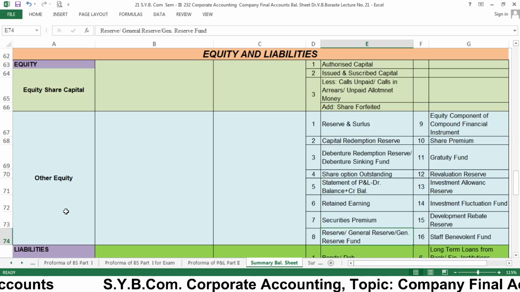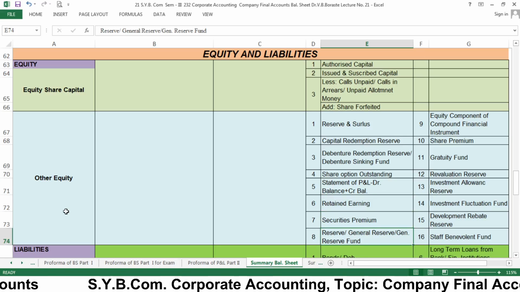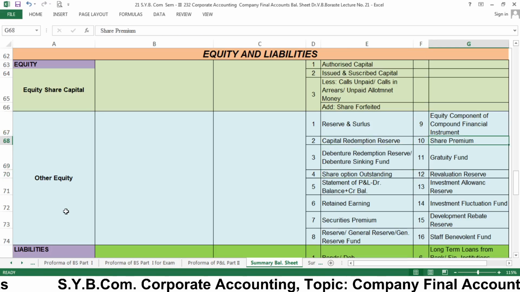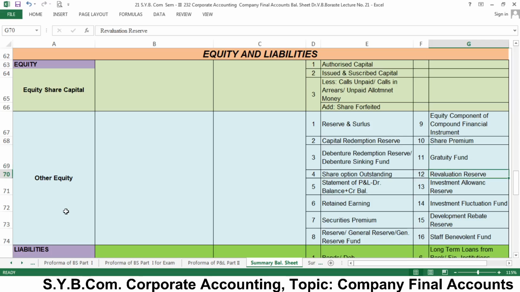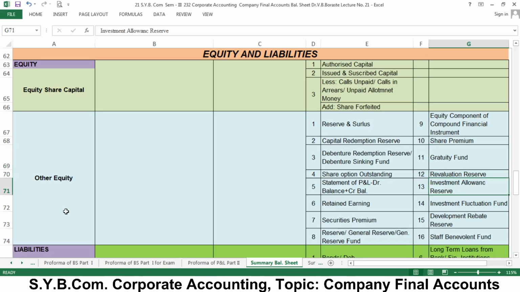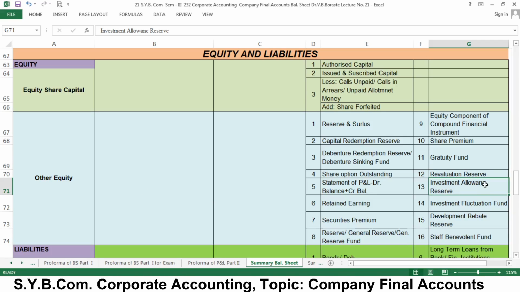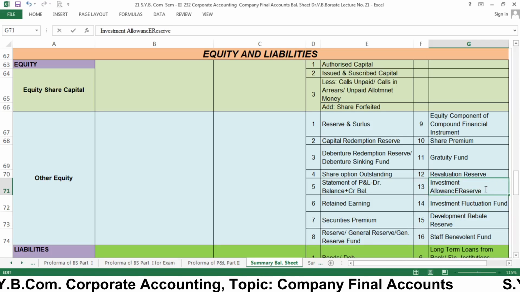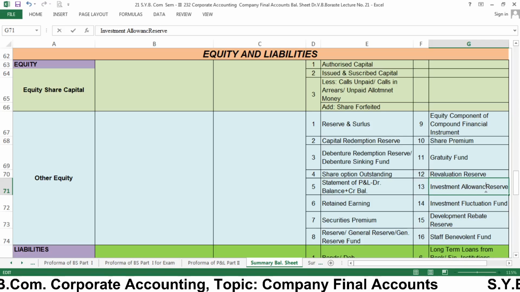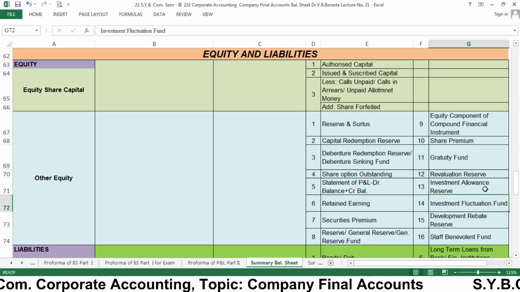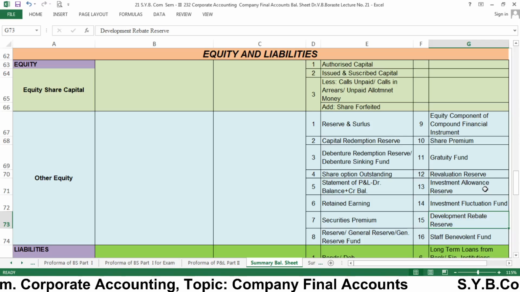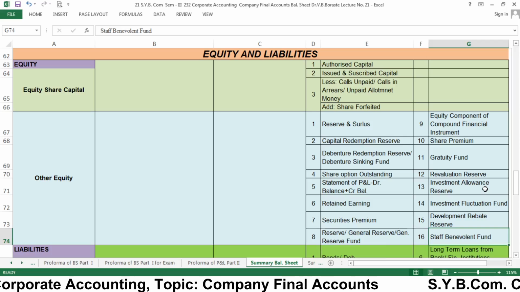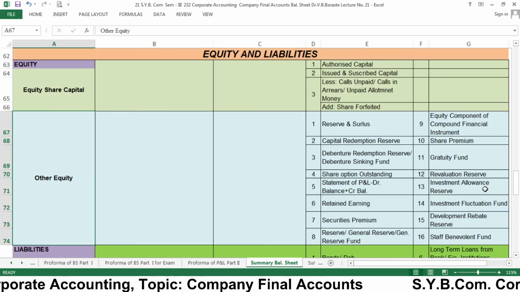Retained earnings, securities premium, general reserve, reserve fund, it has to be mentioned over here. Then equity component of financial instrument, share premium, gratuity fund, revaluation reserve, investment allowances. If investment allowance is there, it has to be recorded over here. After that, if there is an investment fluctuation fund or development rebate reserve or staff benevolent fund, it has to be added under the head other equity.